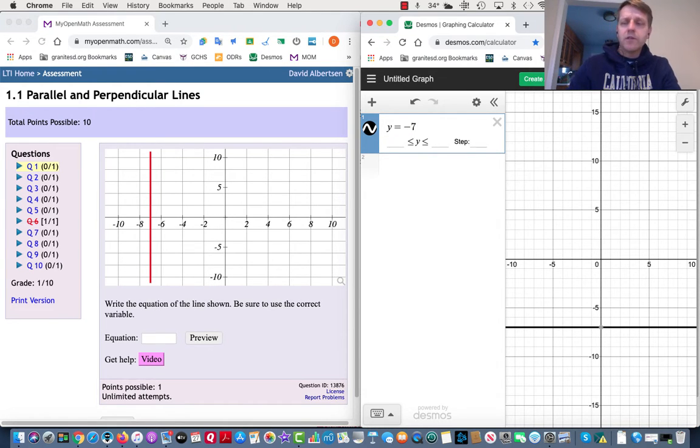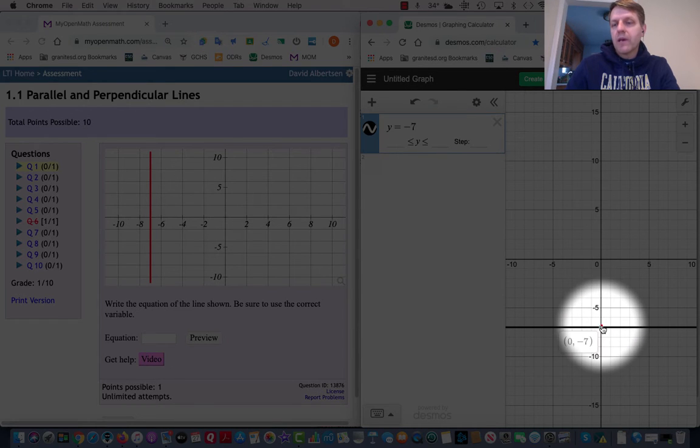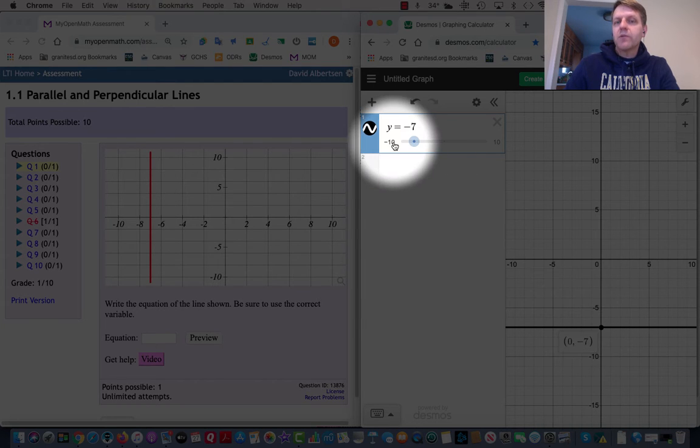Ooh, that was a good guess, but that didn't work. See how that made a horizontal line? That's great, but I want it to go this way. So what made it go here? What made it go here is it's crossing the y-axis at -7, which is why it's y equals -7.